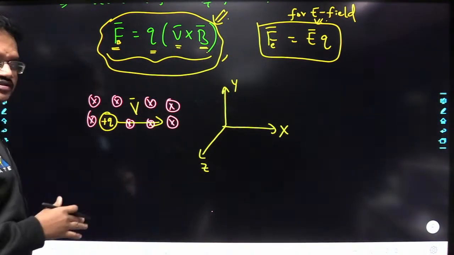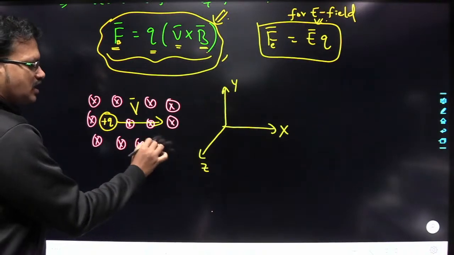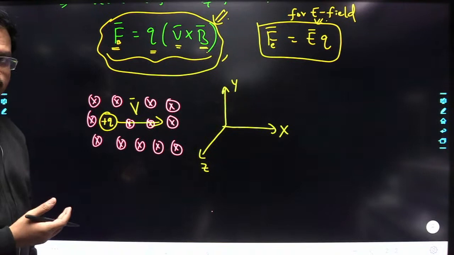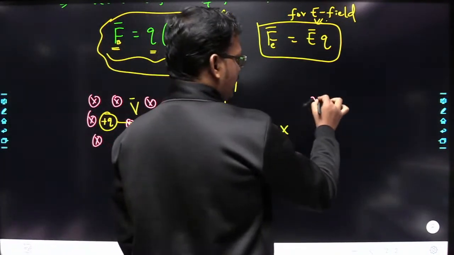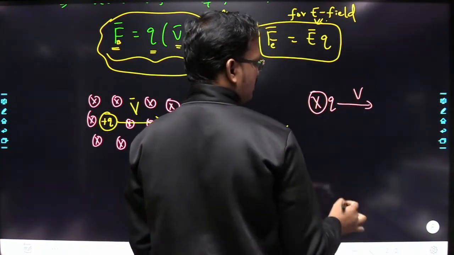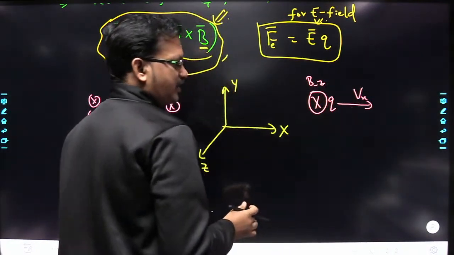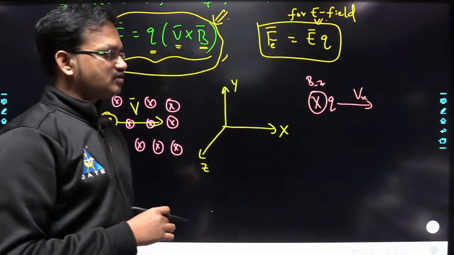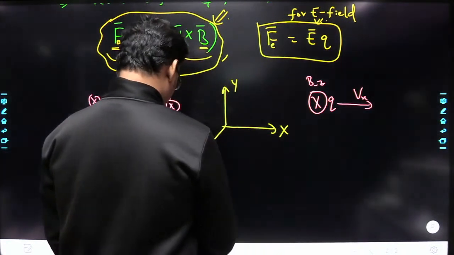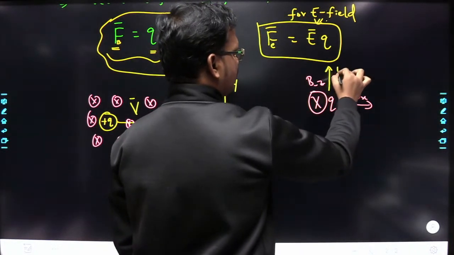In this case we have taken different cases and tried to determine in which direction the charge is going to experience the force. If the B field is pointing into the board, that is in the negative z direction, and the charge is moving along the x direction, then in which direction is plus Q going to experience the force? We have seen that it is going to experience the force in the upward direction.